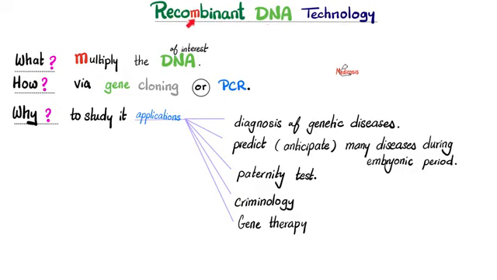Today's topic, recombinant DNA technology. What's that? Basically, we're multiplying the DNA of interest, as many copies as you want. How do you do it? Gene cloning or polymerase chain reaction? Why should I multiply the DNA of interest? Because we can use this to diagnose genetic diseases, predict many diseases even in the womb, paternity tests, who's your daddy, criminology, who's the perpetrator, and gene therapy.